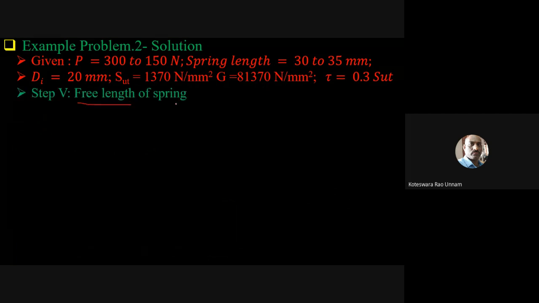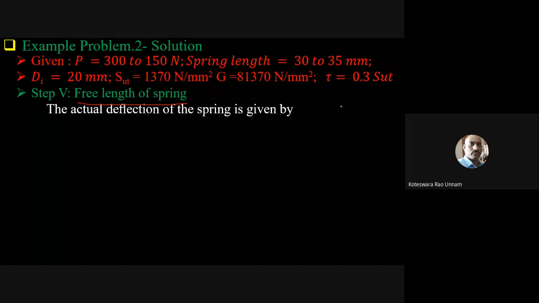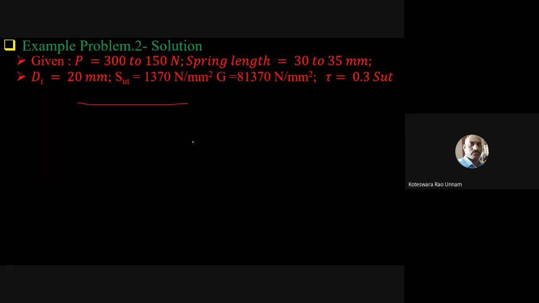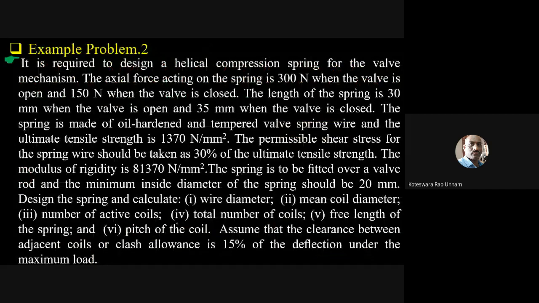So then finally, the free length of the spring. For free length, you should have the solid length, the maximum compression delta, and also the total gap or clash allowance. In this particular problem, he has given that the clash allowance is 15% of... If you read the last statement in our problem, he mentioned that clearly: assume that the clearance between the adjacent coils or clash allowance is 15% of deflection under the maximum load. So now you have to use this condition.